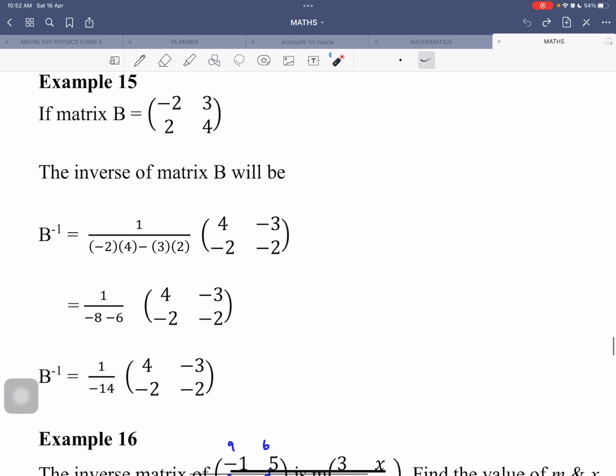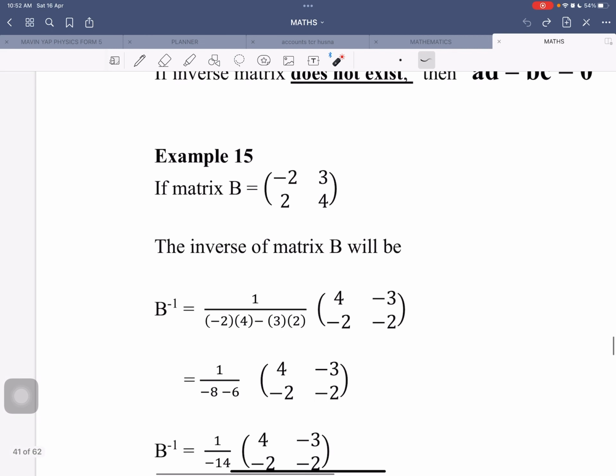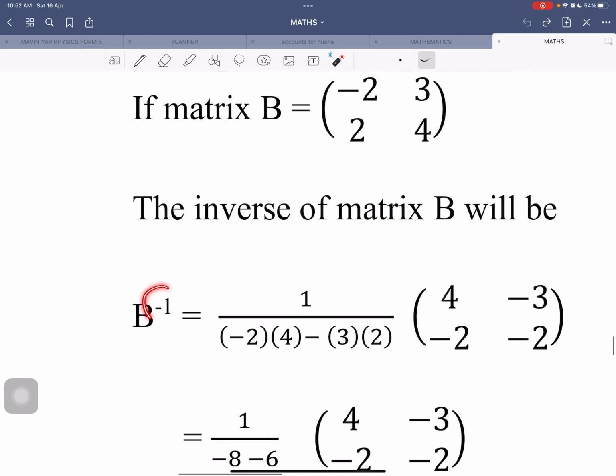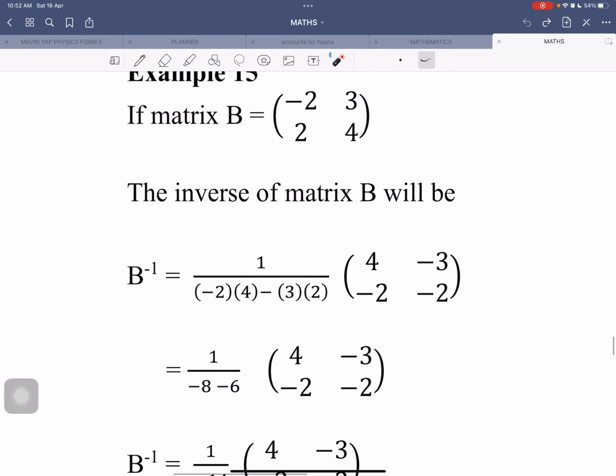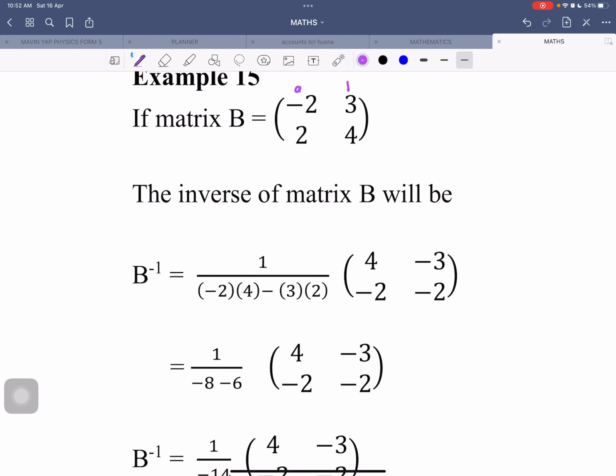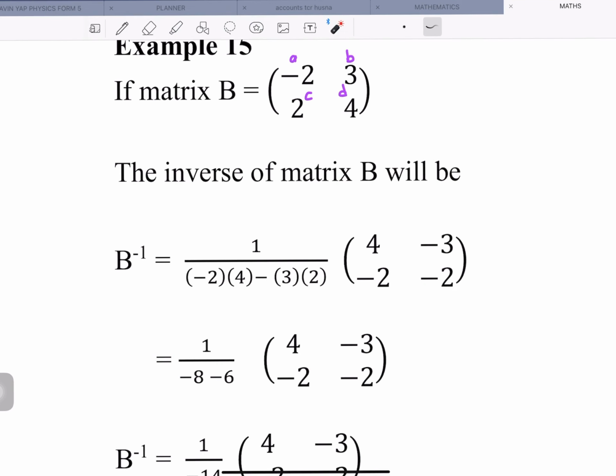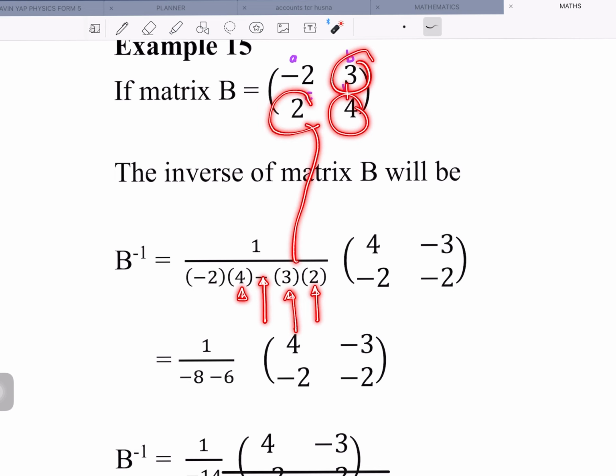So for example here, if matrix B equals to this number over here, then the inverse of matrix B, which is B inverse, you have to put a negative power of negative 1 over there. This is your A, this is your B, this is your C, this is your D. So what's your A? Negative 2. What is your D? It's 4. Here's 4. Tolak, which is the negative, then is the budak comel. So B and then C, you substitute it in here.